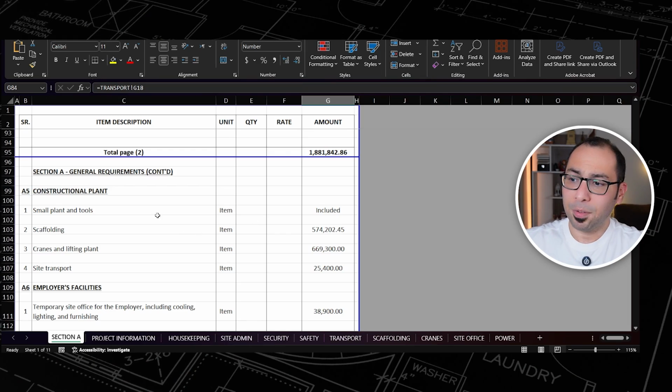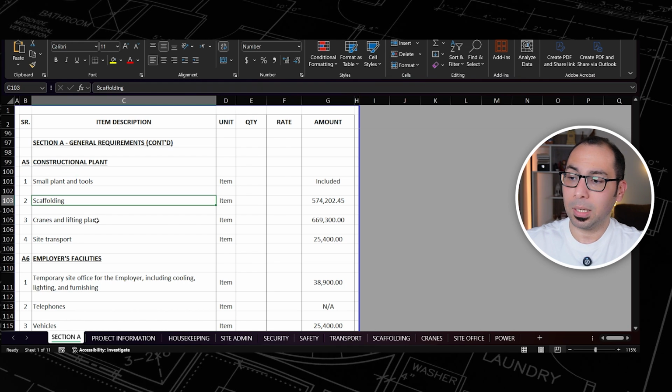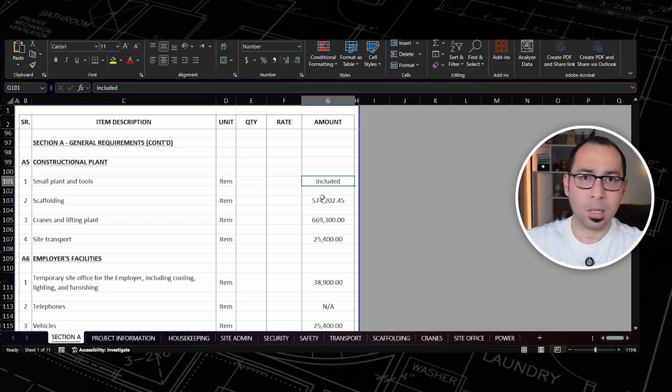Now coming to the 5th subsection, which is called Constructional Plant, and under this subsection we have small plant and tools, and we have scaffolding, and we have cranes and lifting plant, and we have site transport. So for the small plant and the tools, I am marking them here as included because usually I load this cost on the cost of the items in the other sections of the BOQ.